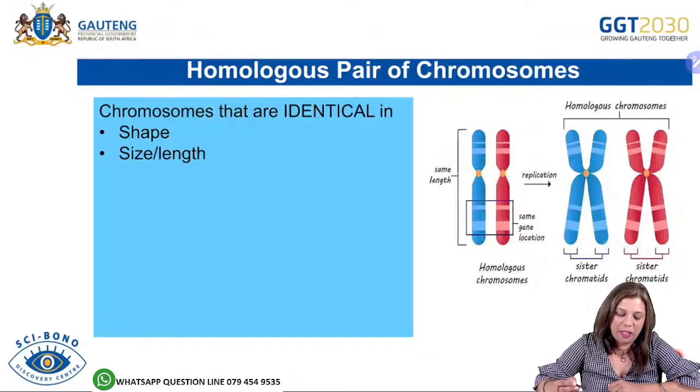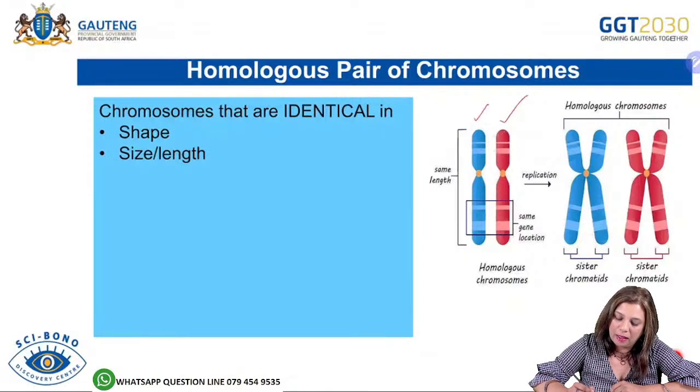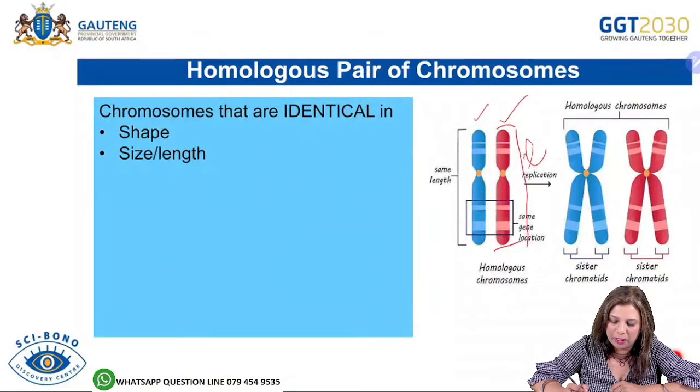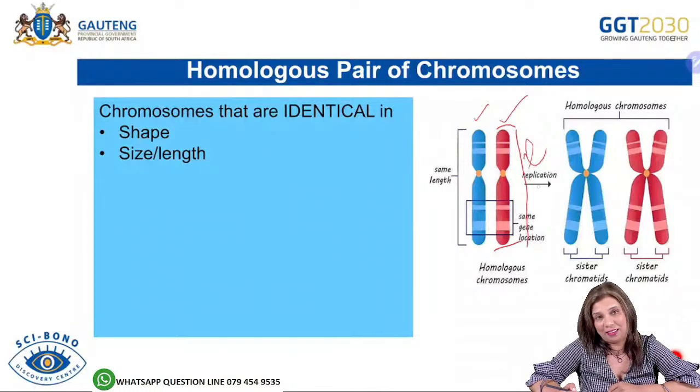Right, they must be the same shape. Now look at these two examples that we have here. Okay, they are the same shape, they are longitudinal, and they are of similar length. Can you see? They are of similar length. So their length is similar, and they're actually supposed to be almost identical in size.